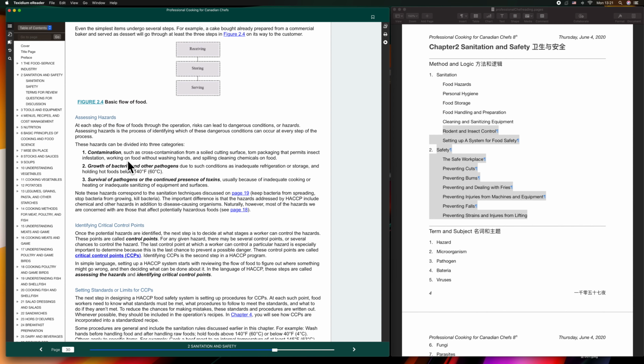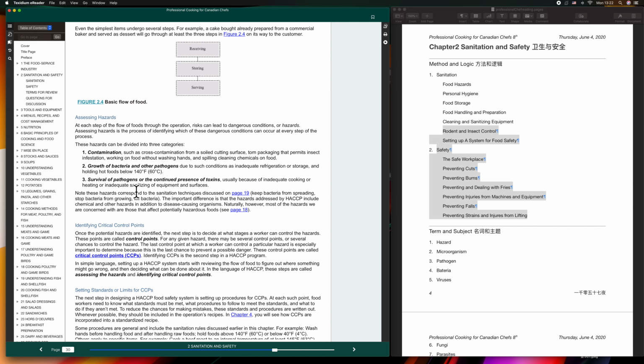1. Contamination, such as cross-contamination from a soiled cutting surface, torn packaging that permits insect infestation, working on food without washing hands, and spilled cleaning chemicals on food. 2. Growth of bacteria and other pathogens due to such conditions as inadequate refrigeration or storage and holding hot food below 140 Fahrenheit degrees.